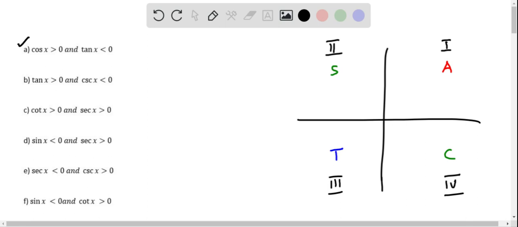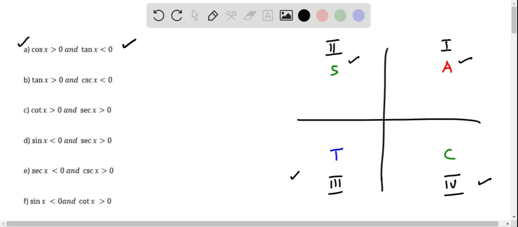In this diagram, in the first quadrant, all trigonometric ratios are positive. In the second quadrant, sine and its reciprocal ratio are positive. That is, sine and cosecant are positive. And in the third quadrant, tangent and its reciprocal ratio, which is cotangent, are positive. And in the fourth quadrant, only the cos and its reciprocal ratio, that is secant, are positive. So we will be using this CAST diagram to determine in which quadrant cosecant is positive and tangent is negative.